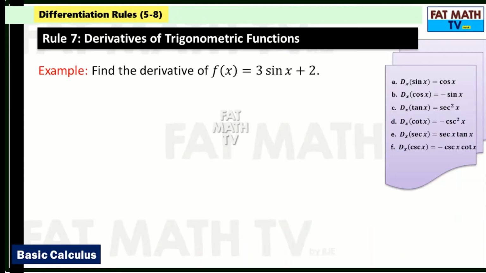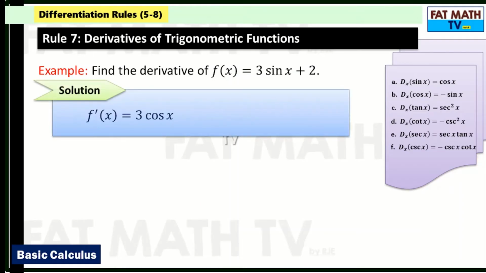Okay, for example, find the derivative of f of x equals 3 sine x plus 2. So the derivative of 3 sine x, the derivative of sine x is cosine x. So 3 is just a constant multiple. And then the derivative of a constant is 0. So 3 cosine x plus 0, or simply 3 cosine x.